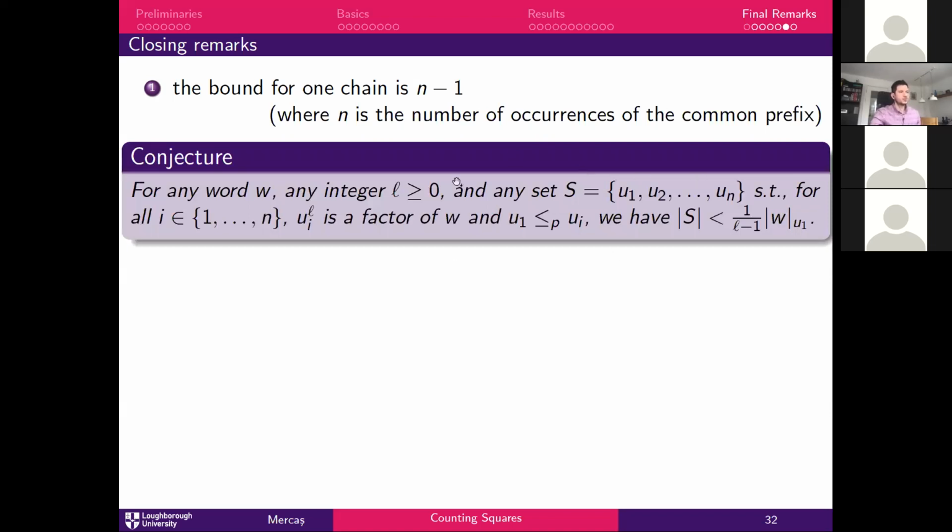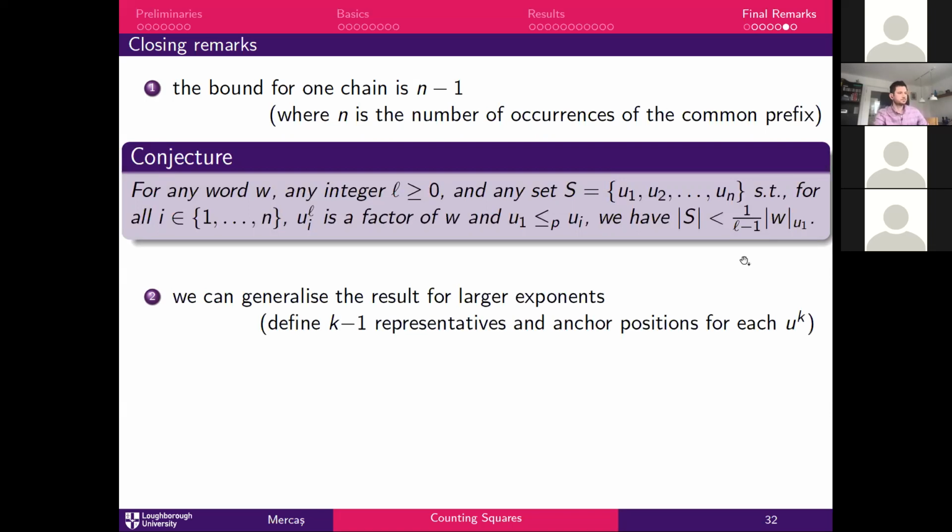And what we conjecture is that, quite naturally, the number of squares that you have in a word is going to be 1 over L-1, where L is the power of the repetition, times the length of the word, or the number of occurrences of, actually, it's a bit stronger, the number of occurrences of this factor in the word. We can actually generalize our square result for larger exponents, at least partially.